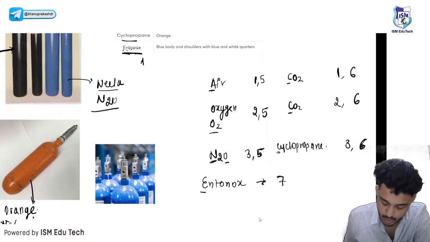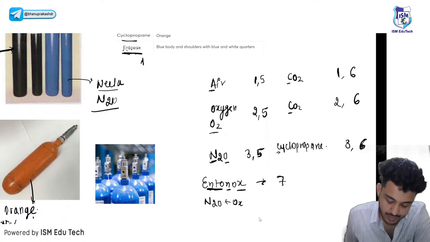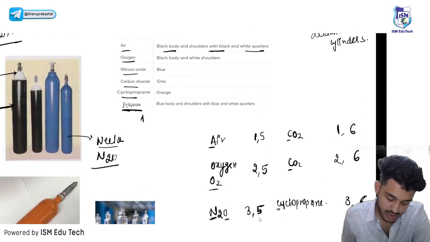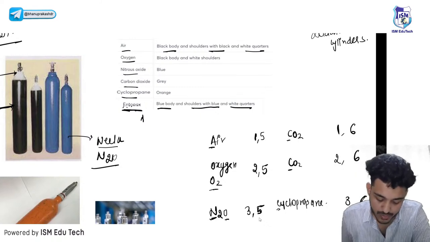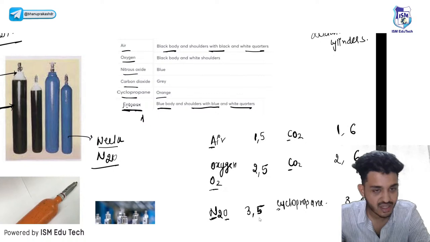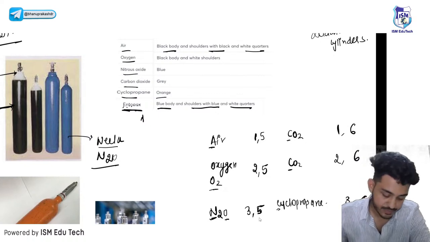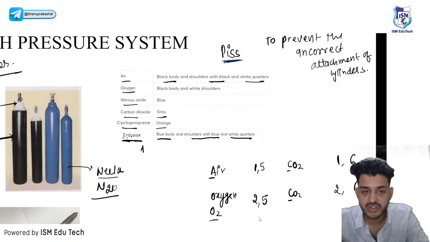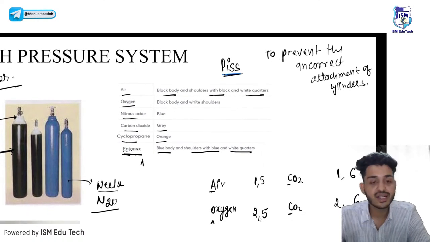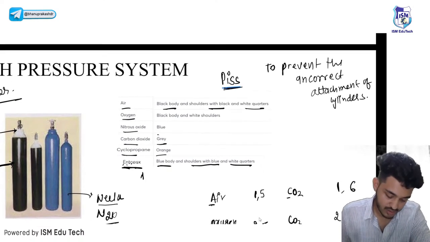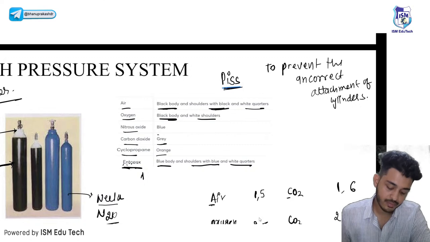Color you can remember. There is N2O and oxygen. That is N2O plus oxygen. N2O, you know, the color will be blue and oxygen will be white shoulder. So blue body and shoulders with blue and white quarters. So that will be your Entonox. Cyclopropane, I have told you, that will be santra, orange. Carbon dioxide, it is like pollution, so gray. Next, nitrous oxide will be blue, and last, this one is your oxygen, black body and white shoulder. Air will be black body with black and white quarters.